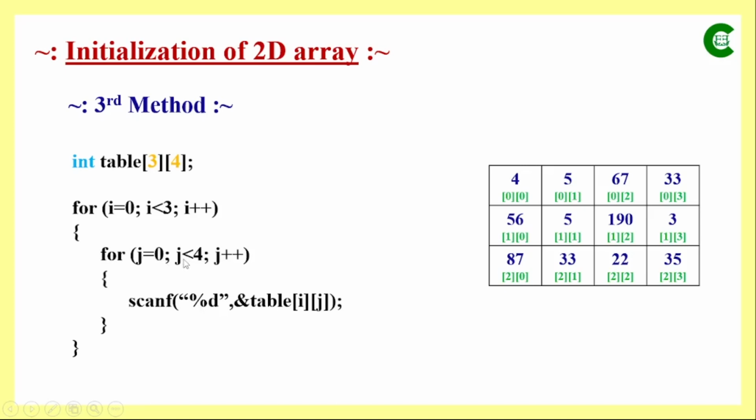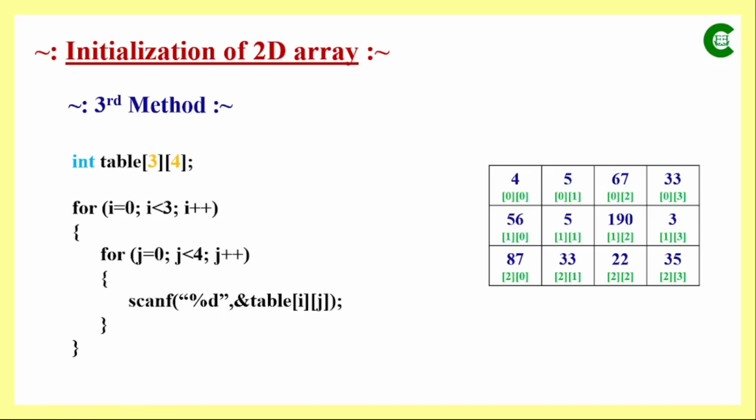And here the condition of termination of this inner loop is j should be less than 4. Now j has become 4, so this inner loop will be terminated and the control of the program will go to the outer loop. So this time the value of i will be incremented by 1, from 0 to the new value 1. The control will come here, and now again the inner loop will be iterated from j is equal to 0 to j is equal to 3.